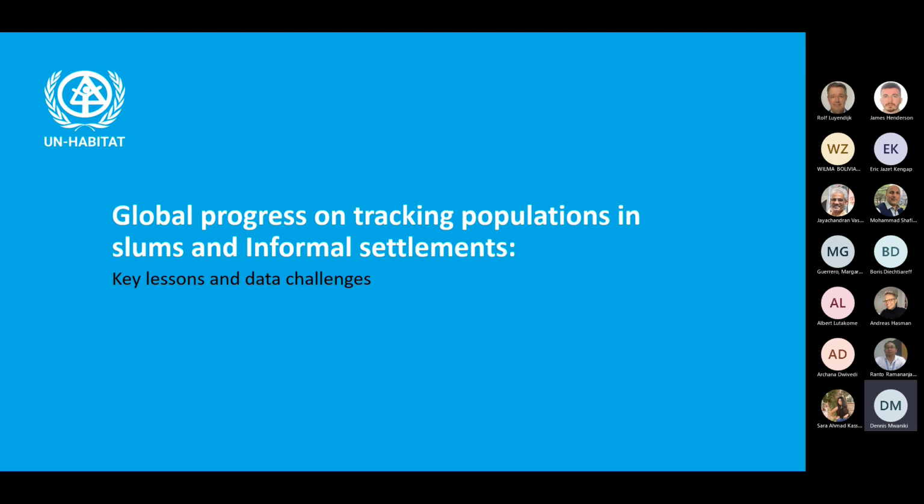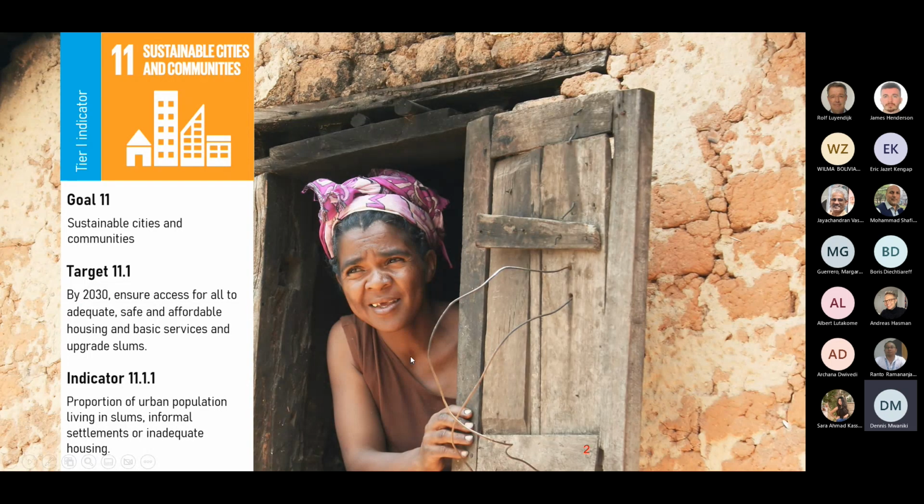So as a context for this discussion, within Sustainable Development Goal number 11 on sustainable cities and communities, target 11.1 is about ensuring that everyone has access to adequate, safe and affordable housing, as well as basic services, and to upgrade slums. Within this target, we have one main indicator that looks at the proportion of urban population that is living in slums, or those who have inadequate housing.